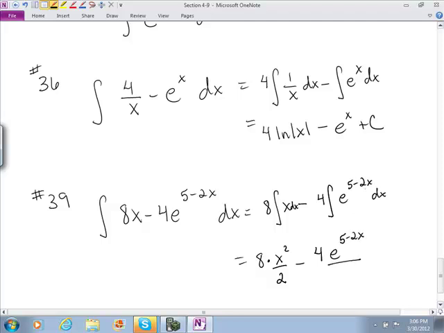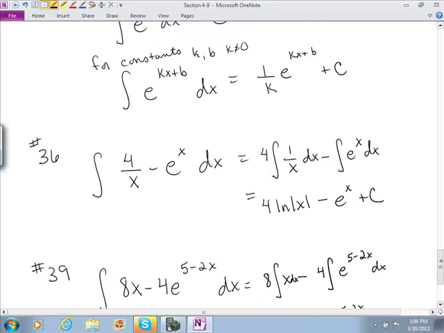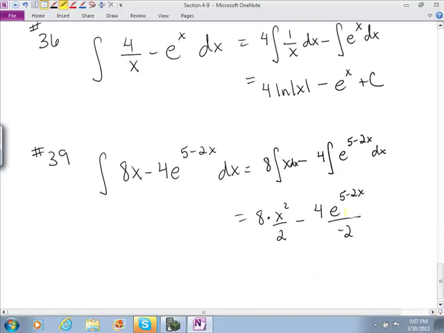But you're going to divide by the constant in front of the x, which in this case is negative 2. Because remember, the formula here is 1 over k e to the kx plus b, where the k is the coefficient in front of the x. So that's why I divided by the negative 2 there, because that's my k. All right, and then we always have to remember our plus c, because it's a family of antiderivatives. Okay, you can simplify this. 2 goes into 8 4 times, so it's 4x squared. And then 2 goes into 4 2 times, so plus 2e to the 5 minus 2x plus c.